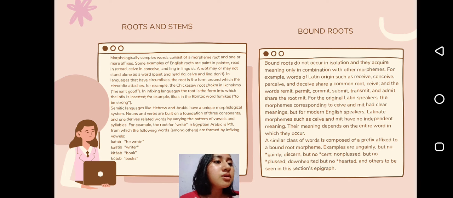Bound roots do not occur in isolation, and they have meaning only in combination with other morphemes. For example, words of Latin origin such as receive, conceive, perceive, and deceive share a common root, ceive. The words remit, permit, commit, submit, transmit, and admit share the root mit. For the original Latin speakers, the morphemes corresponding to ceive and mit had clear meanings, but for modern English speakers, Latinate morphemes such as ceive and mit have no independent meaning. Their meaning depends on the entire word in which they occur.